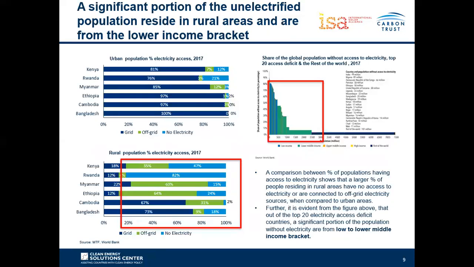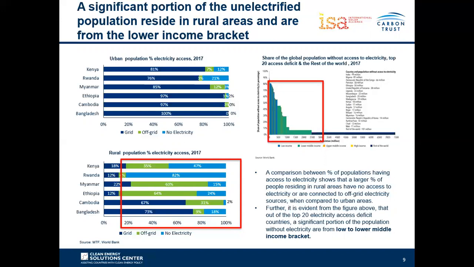When breaking down these countries into urban and rural populations, we can see that urban population electricity access is fairly well provided by the grid, the lowest being 76% in the case of Rwanda. However, if we look at rural populations, we can see that the grid-provided electricity is very low in some cases. This shortfall of grid-provided electricity is offset by off-grid solutions, such as mini-grids or solar home systems. But in some cases, there are lots of people that just go without any electricity access whatsoever.